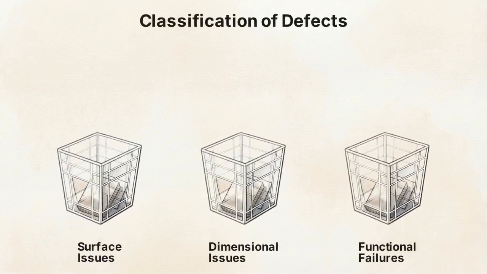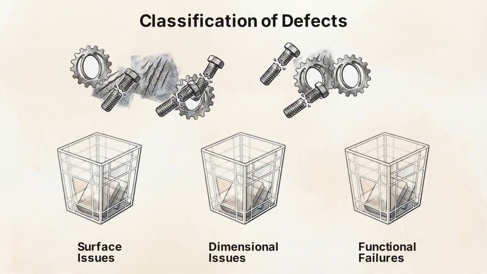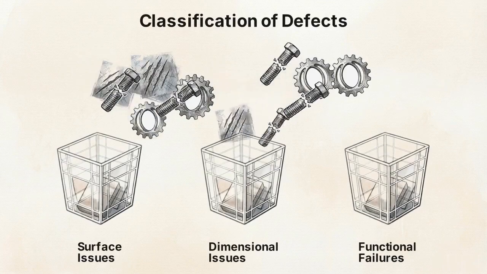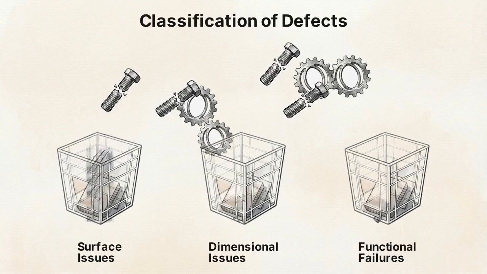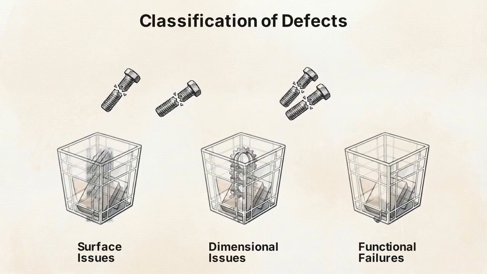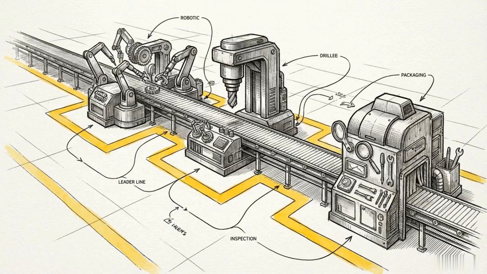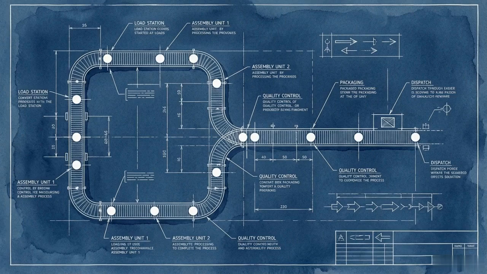This diagram illustrates how we handle the sheer volume of data. We sort every recorded error into 3 distinct buckets: surface issues like scratches, dimensional issues like incorrect measurements, and functional failures. Once the errors are categorized, we shift our focus to the production line itself. We need to map out the entire manufacturing process in strict chronological order.